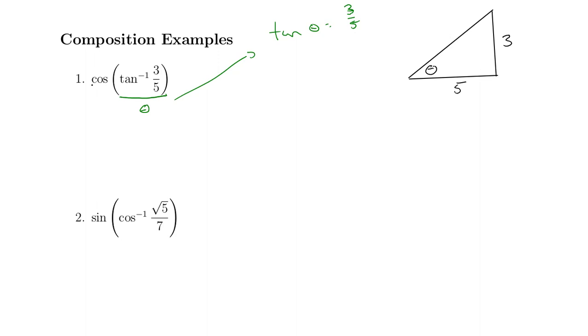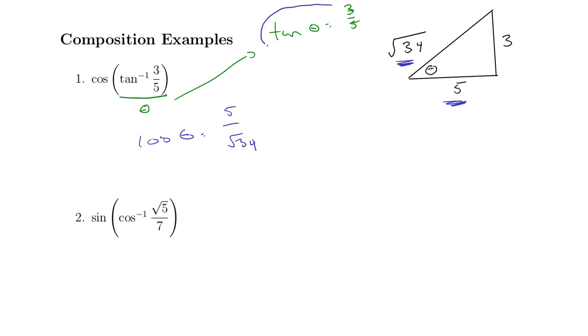And now I can just say, what value of cosine of theta am I looking for? Well, cosine of theta is the adjacent leg over the hypotenuse. We just need to figure out what the hypotenuse is. The hypotenuse is going to be the square root of 5 squared, that's 25, plus 3 squared, that's 9. 25 plus 9 is 34. And that doesn't really simplify at all, so we'll just leave it as root 34. So what we've got is that cosine of theta is 5 over root 34. It's our adjacent side over hypotenuse.